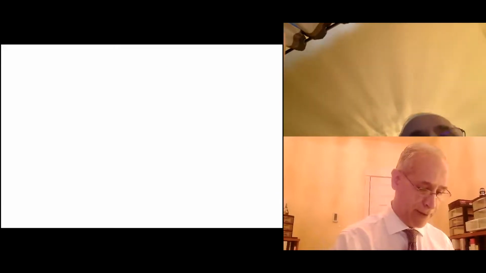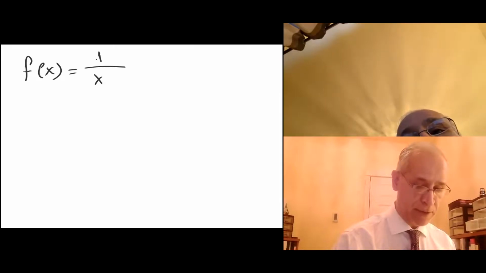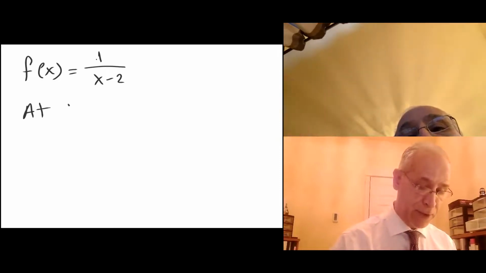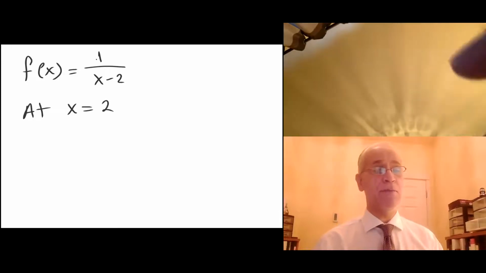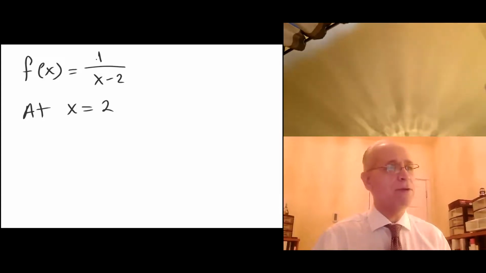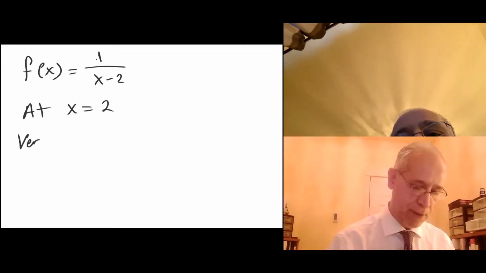Suppose I have f of x equal to 1 over x minus 2. We know that at x equals positive 2, the denominator is not defined. But at x equals 2, nothing is happening to the numerator. So I do have a vertical asymptote. So at x equals 2, we do have a vertical asymptote.